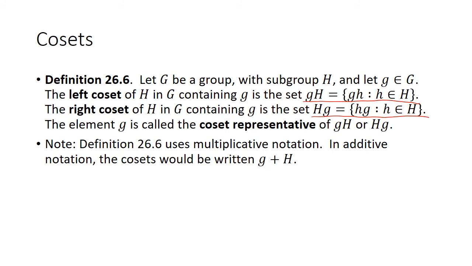And then the element g itself is called the coset representative of gH, or Hg. And of course, it could be possible that there's more than one element in G that gives you the same coset. So that's why there's the concept of a representative. But we'll talk about that more later. Do note that this definition is using multiplicative notation. So if your group happens to be additive, then you would write cosets like this. And if it's additive, then there's probably not a concept of left or right because it's probably abelian. So they would just be written like that.